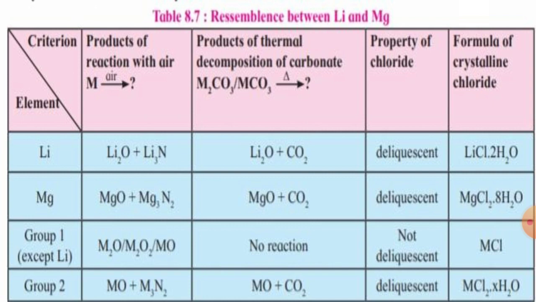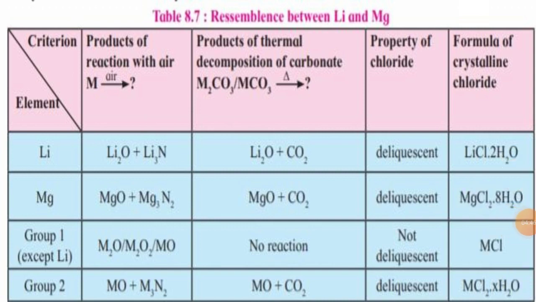When lithium is reacted with air, here you see the first column, product of reaction with air, it gets converted into lithium oxide. When it is reacted with nitrogen, it gets converted into lithium nitride. Similarly, when magnesium is reacted with oxygen, it gets converted into magnesium oxide, while with nitrogen it gets converted into nitride.